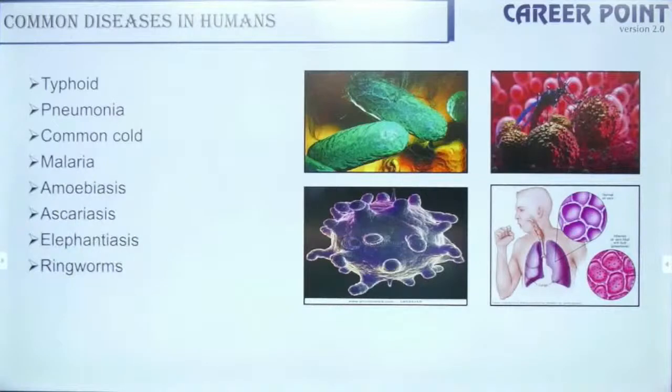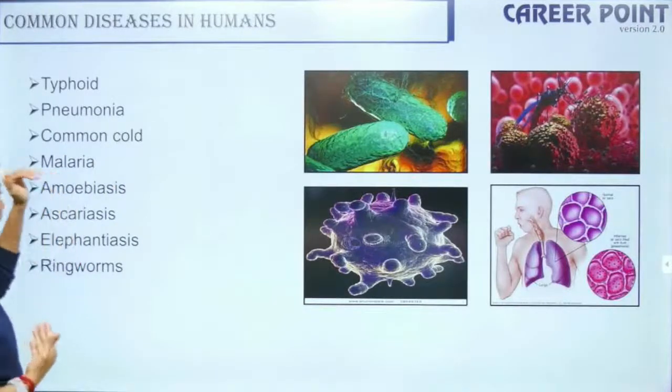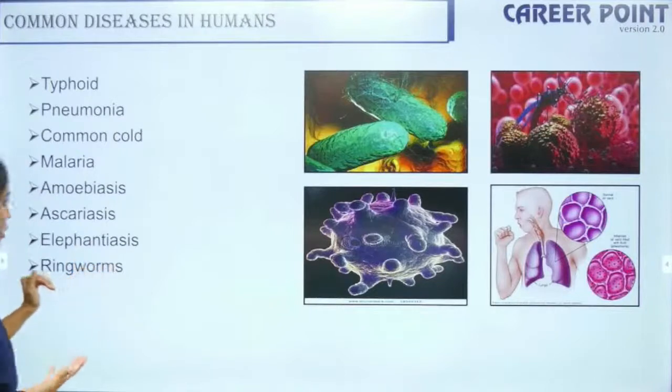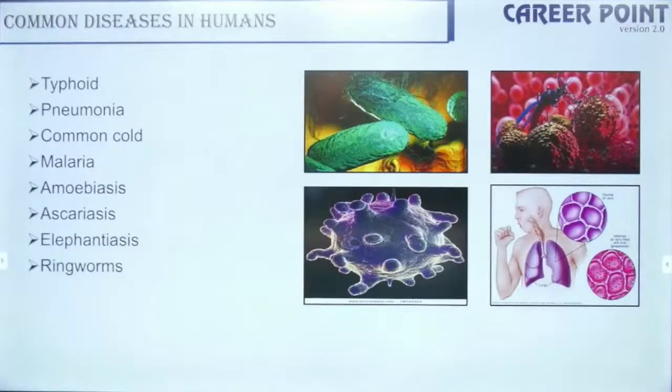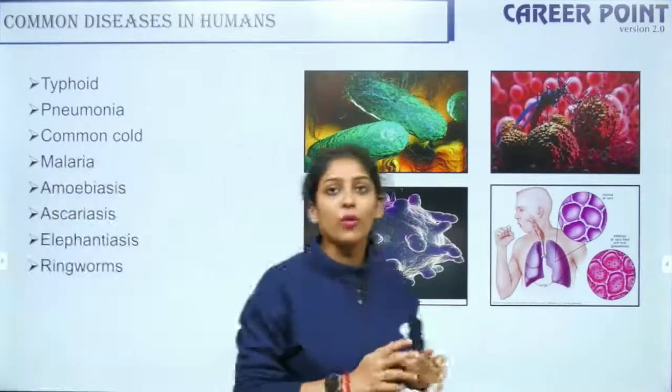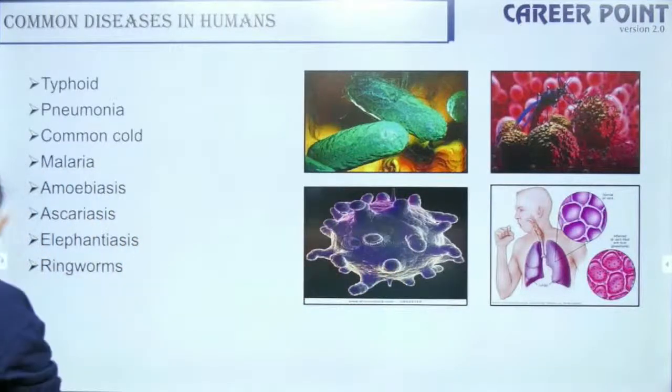We'll start with the bacterial infections. Here you have 2 bacterial infections: typhoid and pneumonia. Common cold is a viral infection. Malaria and amoebiasis are protozoan infections. Then Ascaris, elephantiasis, and ringworms. The last one is your fungal disease, that is ringworms. All this is what we are going to discuss. We'll concentrate only on the infections that are given in your NCERT, nothing extra.